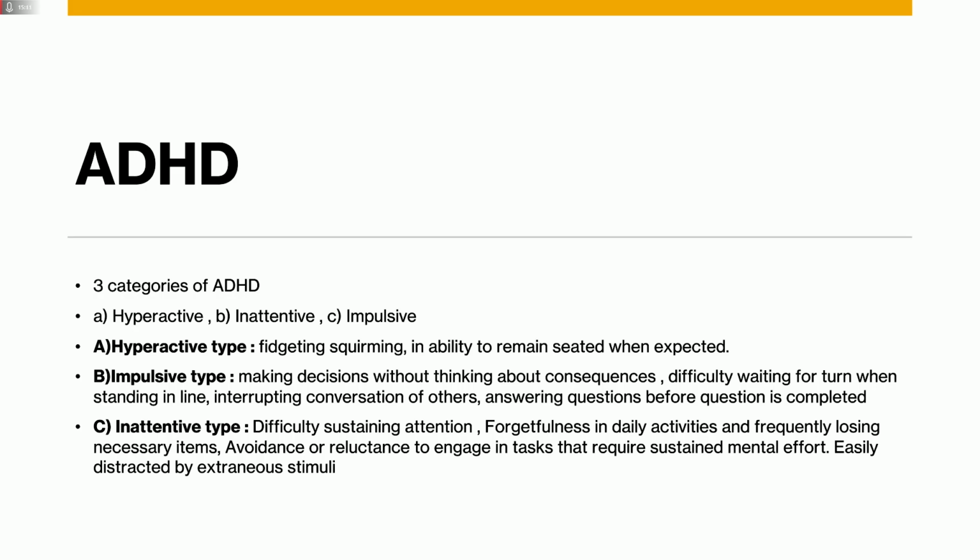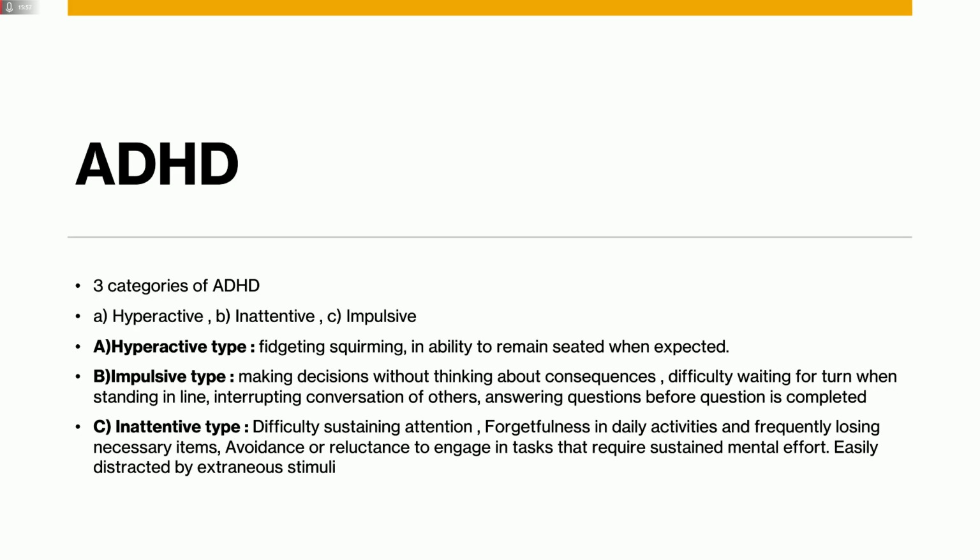And in the impulsive type, a child will have difficulty making decisions. He will react. He will automatically, constantly make decisions without thinking about the consequences of those decisions. When he's standing in line in a canteen, waiting for his turn, he will not be able to wait. When others are having a conversation, he will constantly be interrupting that conversation. He will answer questions before the question is even finished. This is the impulsive type of ADHD.